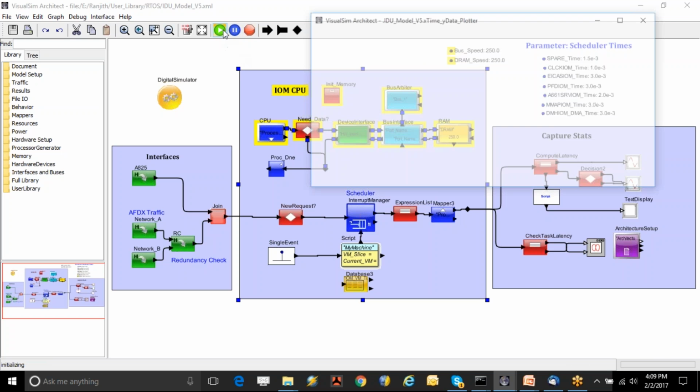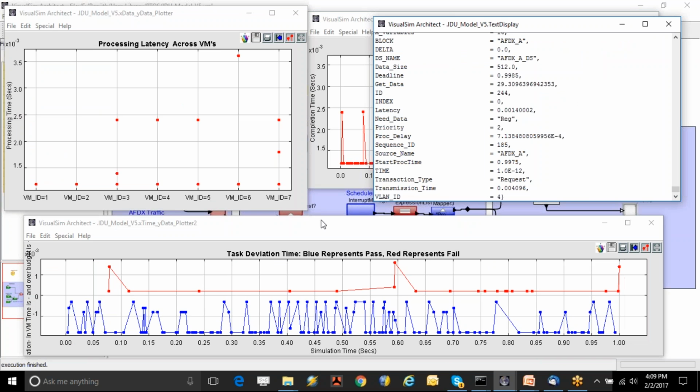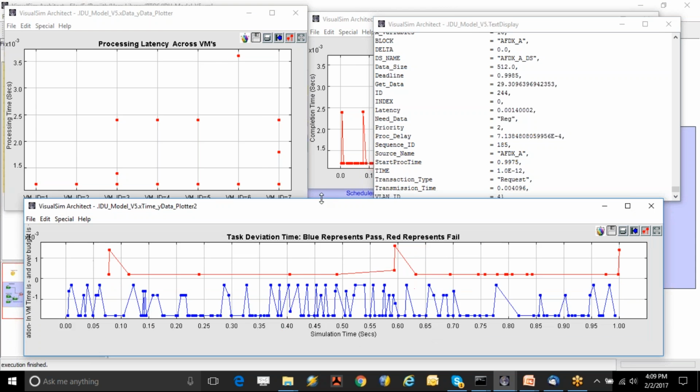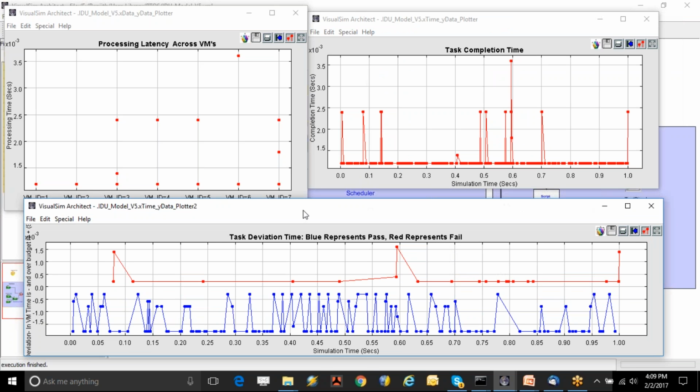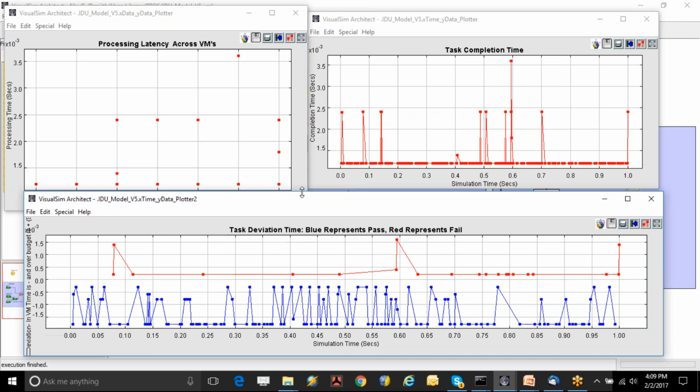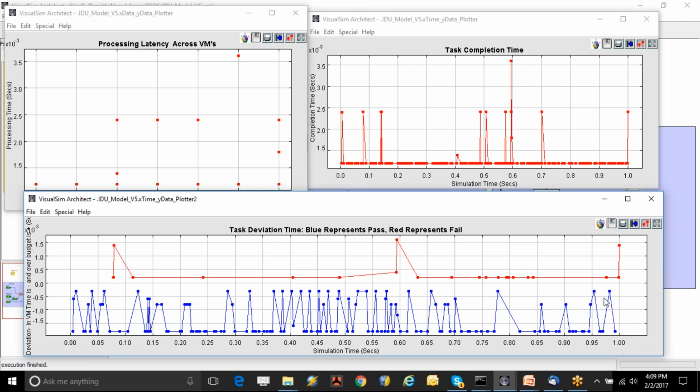So what I'm going to do is run the model. What I'm capturing here is to understand how many tasks are being successfully executed without exceeding the timing deadline. The blue one is the tasks that completed within the timing deadline which was assigned, and the red one is the tasks that are taking more time than expected.